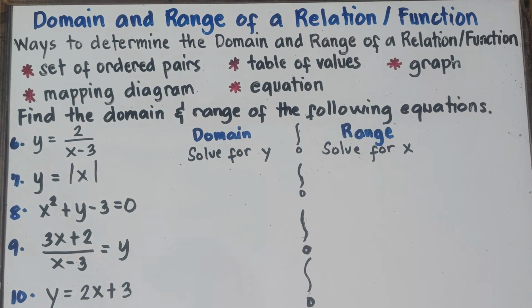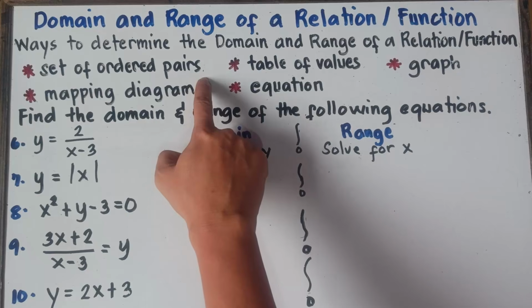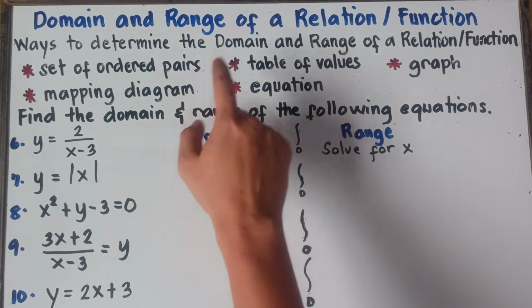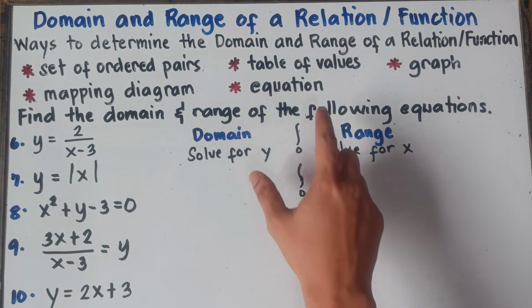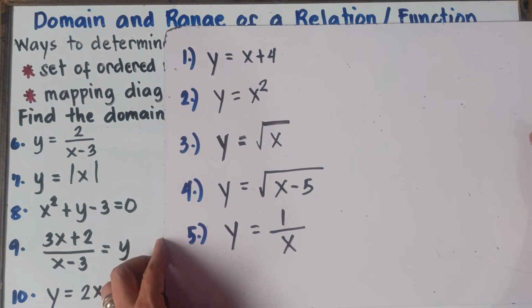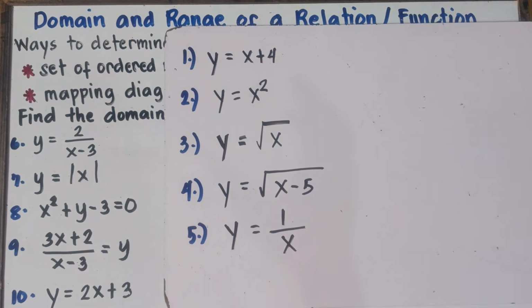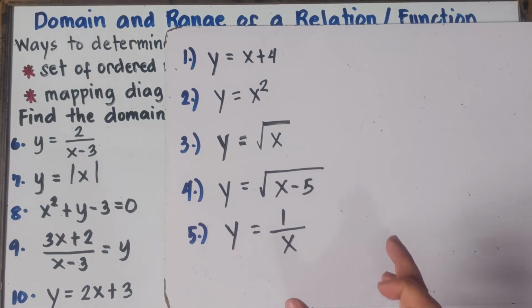In part 1 of our video, we find the domain and range given the set of ordered pairs, the mapping diagram, and the table of values. For part 2, we find the domain and range given the equation, examples 1 to 5. We explain these step by step. If you want to learn more, I will put the link in the description down below. Feel free to see the video class.